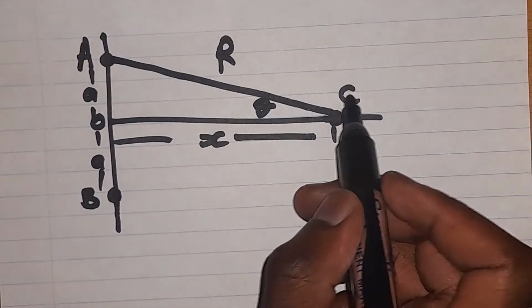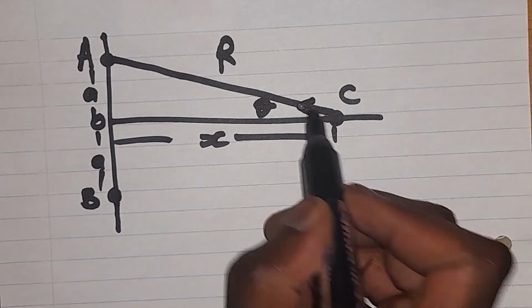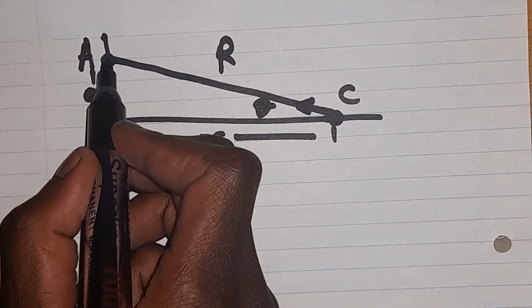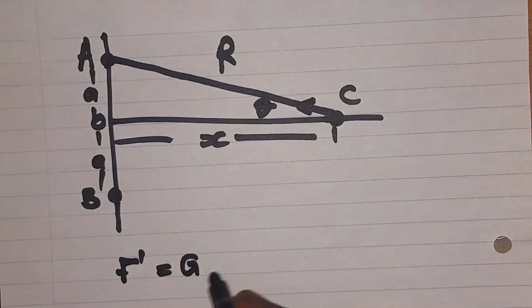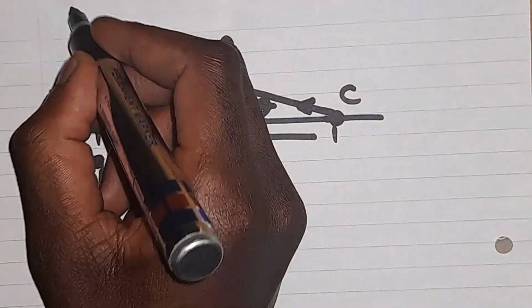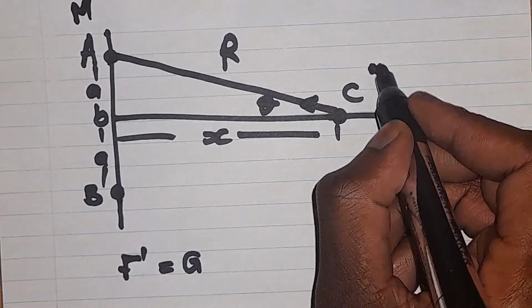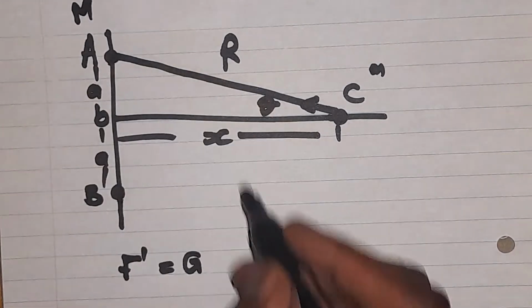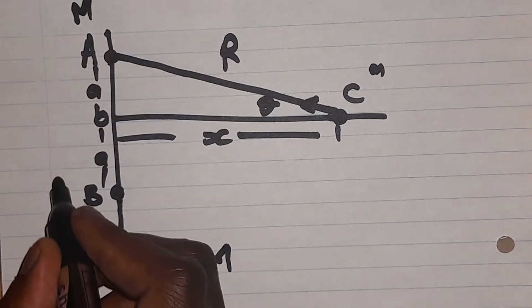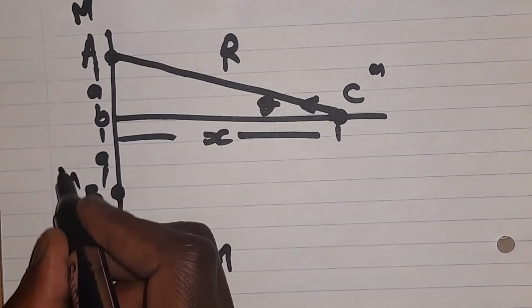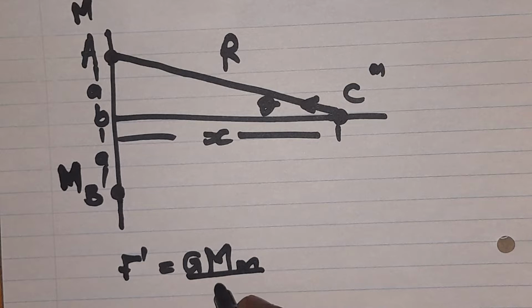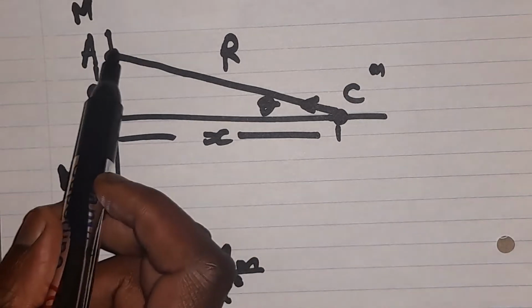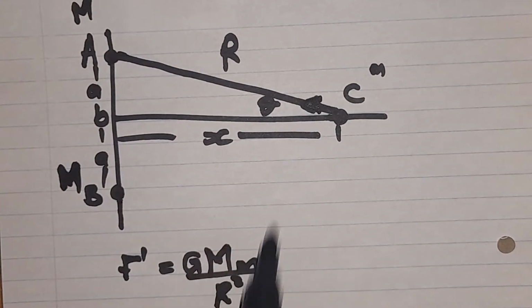What will happen? C will experience a force which is going that way due to point A, and that force, let's say it's F prime, is equal to G. If we give this particle a mass of capital M and this one a mass of small m, it will be G, capital M, small m, all over r squared. That will be the force that it experiences that goes that way, right?